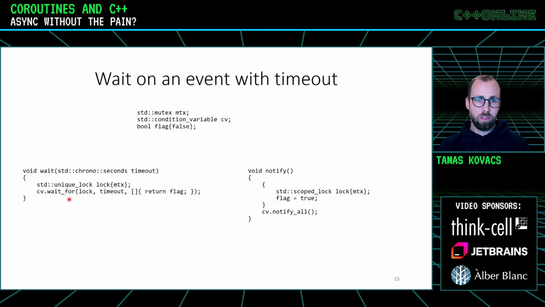As you can see, here we have wait_for. We are passing the timeout, we need the lock, we need the predicate, a little bit of boilerplate, but we all know how this thing works. And it still blocks the underlying thread. But what about the coroutine version?